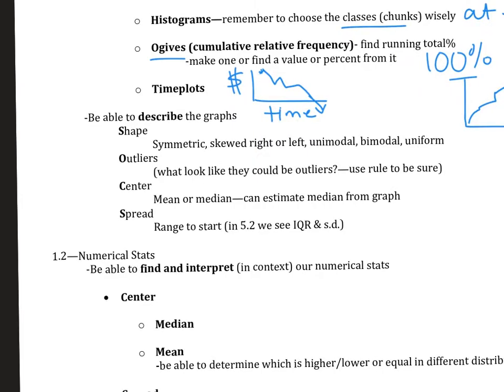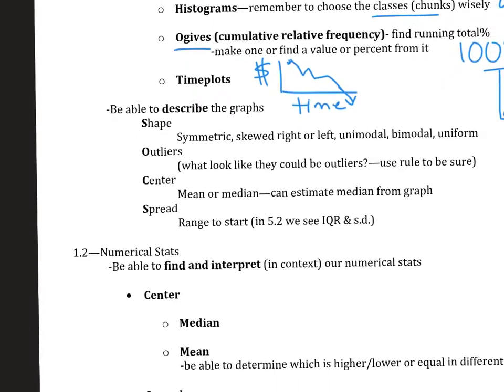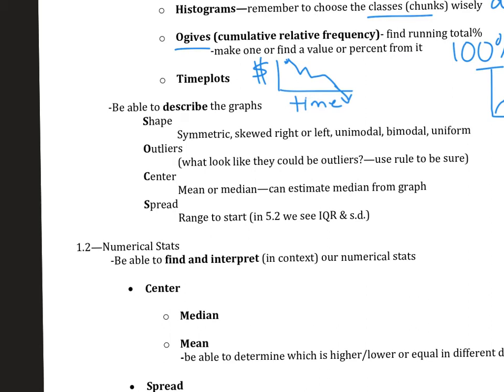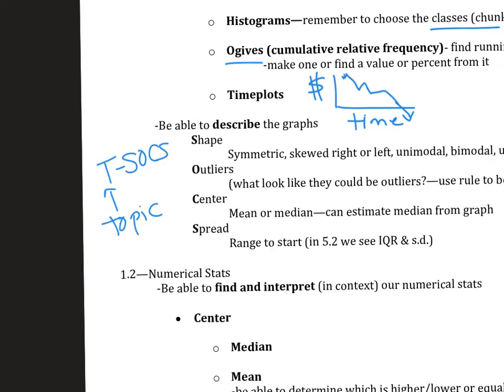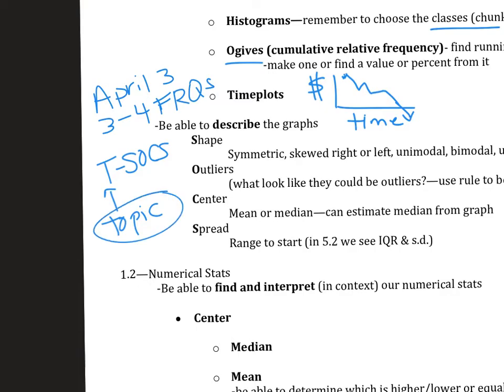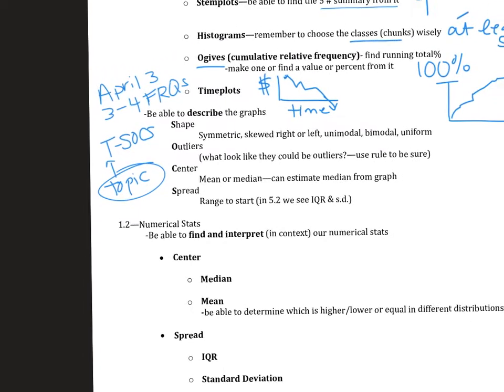All right, now, here we go. Be able to describe the graphs. We used SOCS here, but remember, we changed this to T-SOCS. And what did T stand for? We need a topic sentence. Make sure on all of these FRQs, I don't know how many there are yet, we'll find out April 3rd, but I'm assuming it's a 45-minute test, so they're only going to be able to give you 3 to 4 FRQs. But make sure you talk about whatever the context is.